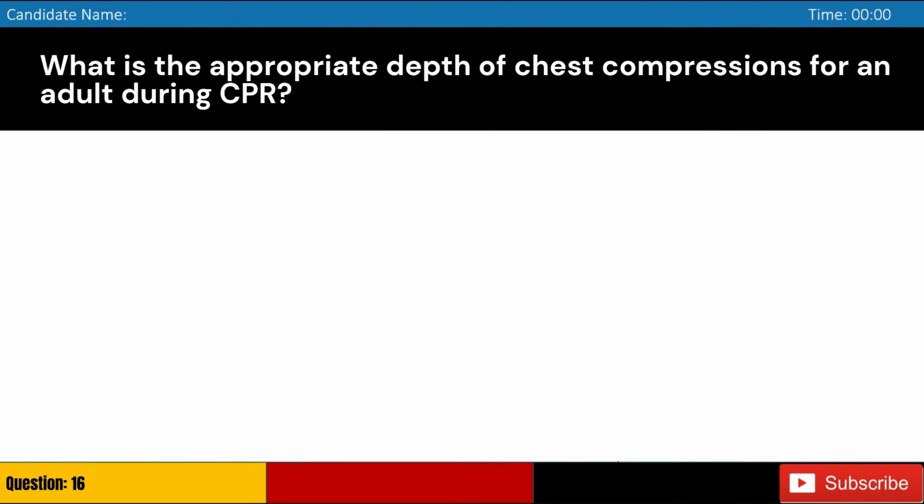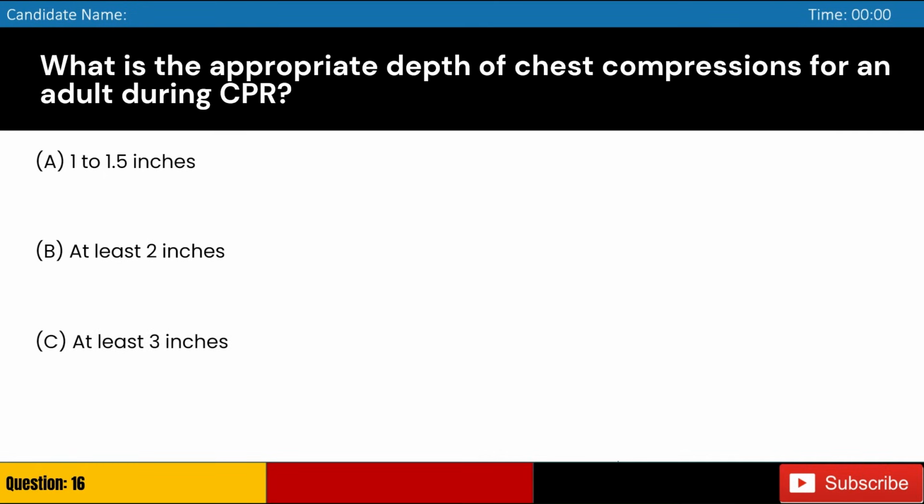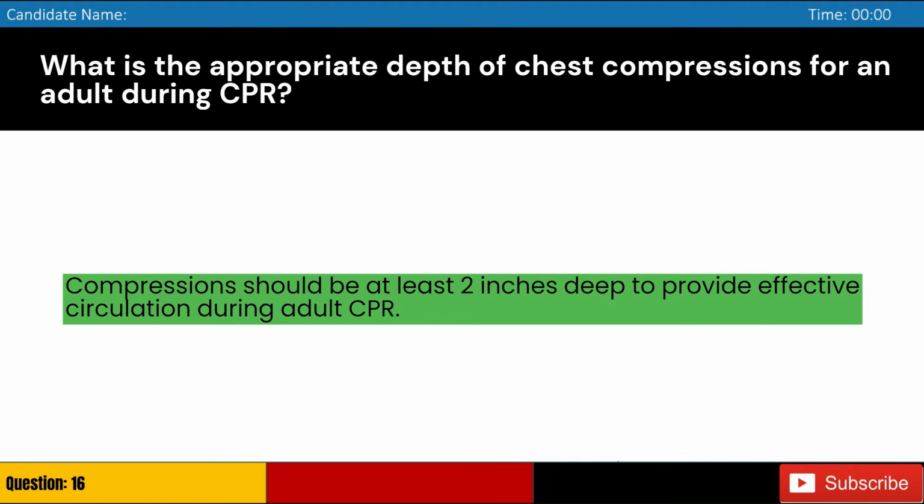What is the appropriate depth of chest compressions for an adult during CPR? A. 1 to 1.5 inches. B. At least 2 inches. C. At least 3 inches. D. 4 inches. Answer, B. Compression should be at least 2 inches deep to provide effective circulation during adult CPR.